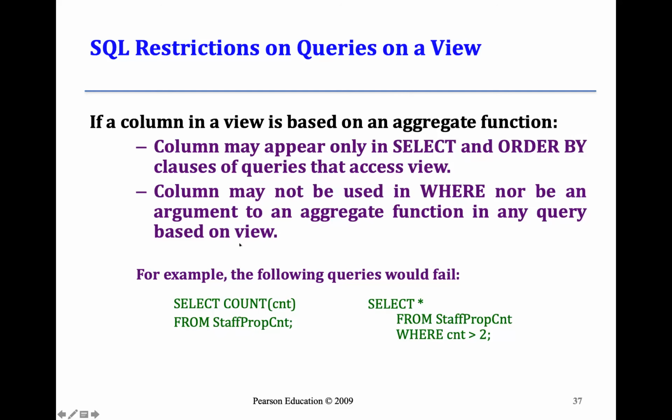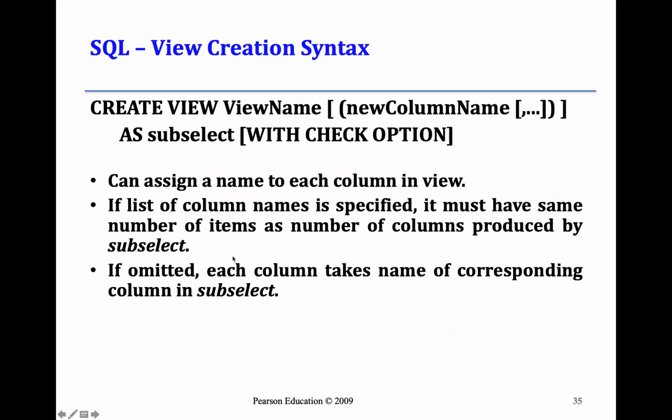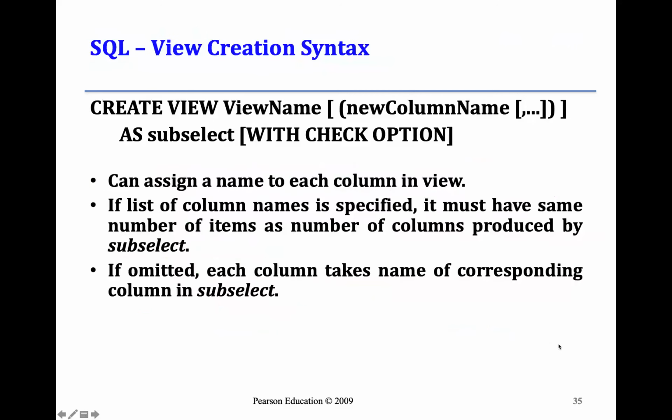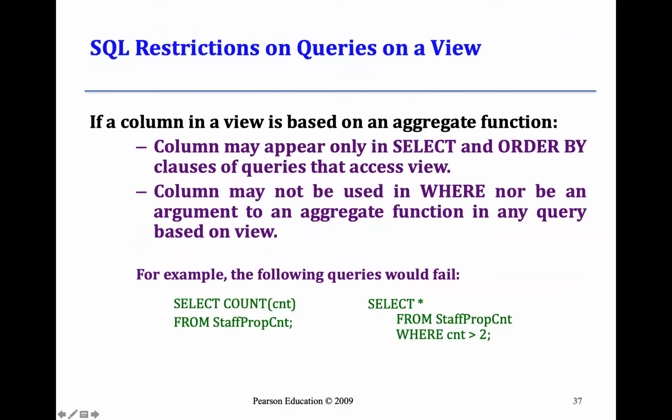So for example, back here, I created this count column. You can't then say select count of count, because count is already an aggregated column. Nor can you say select star from staff property count where count is greater than 2.